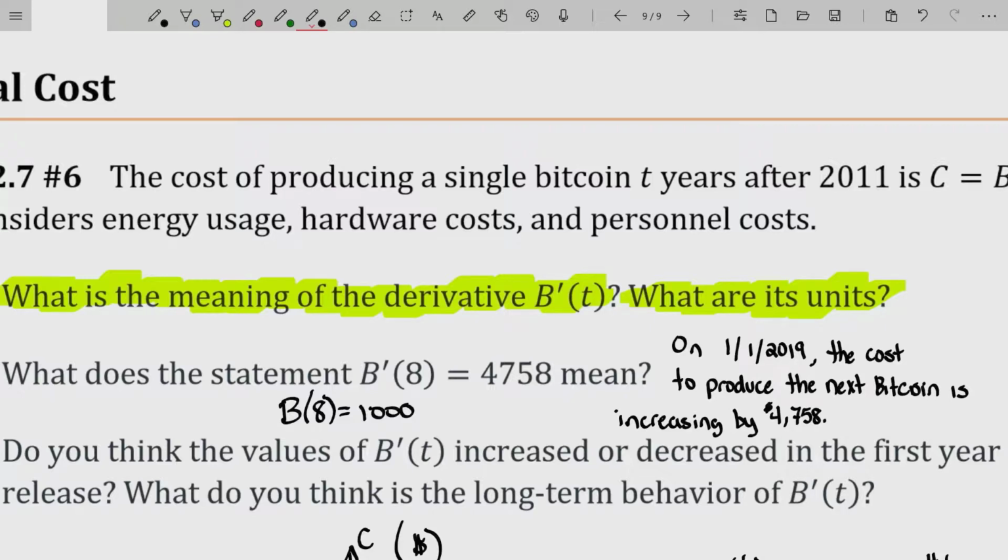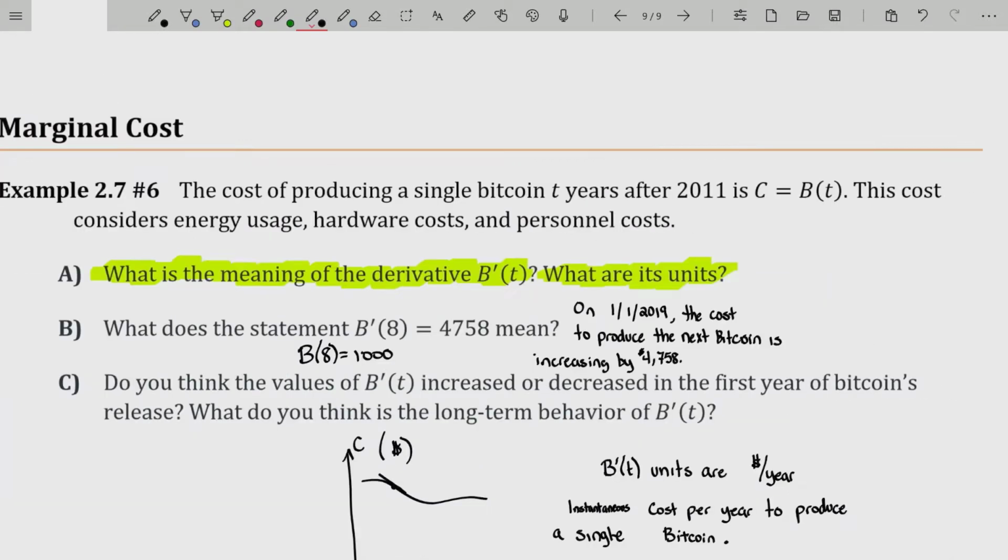Well, B prime of 8 being 4,758 means that over the year, that is going to jump up by $4,758 to be $5,758 to produce that Bitcoin next year. Now that's, again, over an entire year. So it's not really going to be that, because instantaneous snapshots are just that, instantaneous snapshots. They don't really give you an average. The final question is actually the most important, in my opinion.